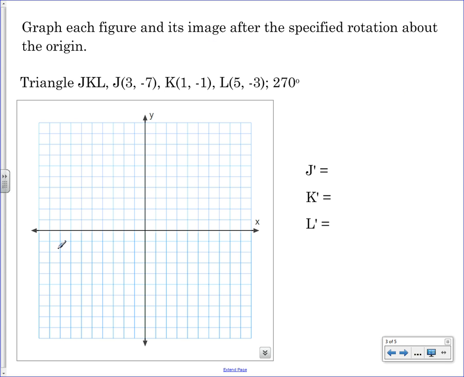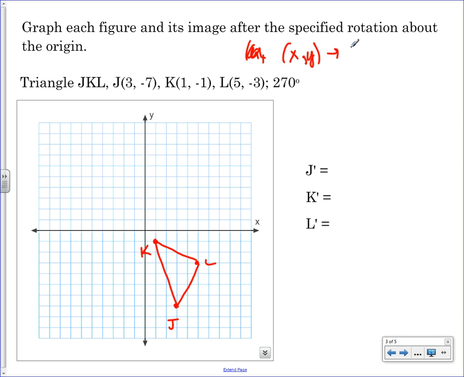On this one, go ahead and graph triangle JKL if you haven't already. So 3, -7 is J. 1, -1 is K. 5, -3 is L. All right, so there's JKL. Again, the rule, we don't do AB, sorry, we do XY, right?